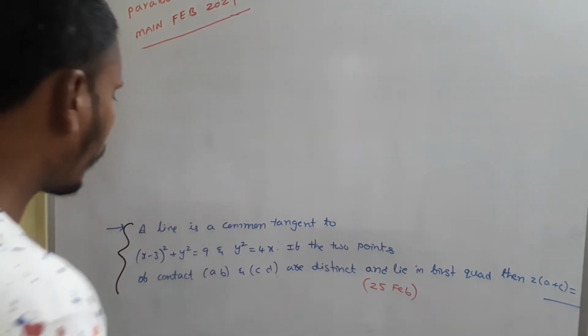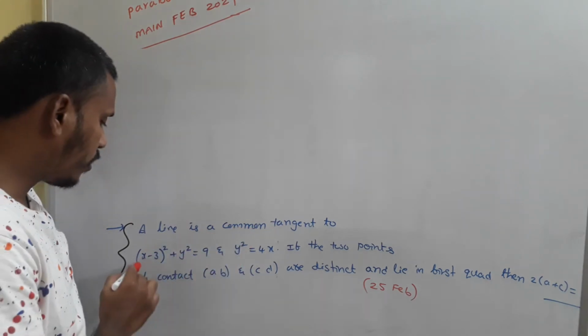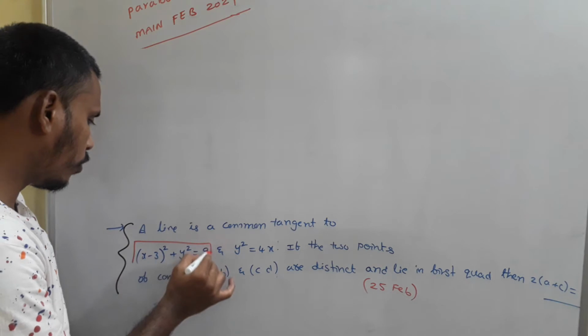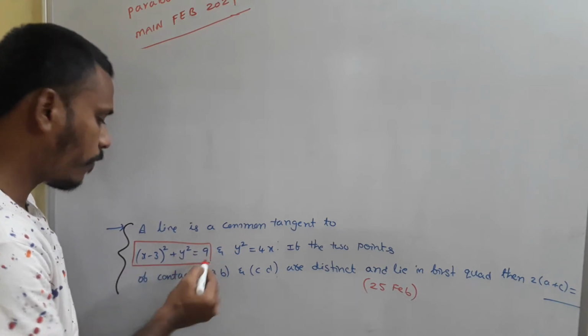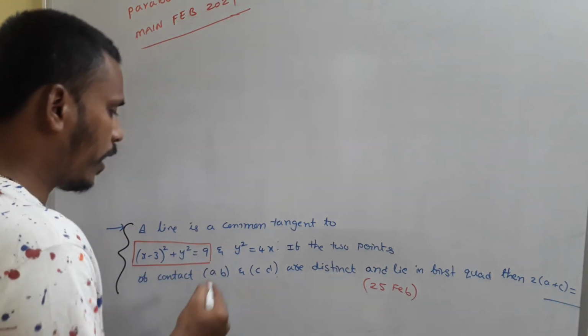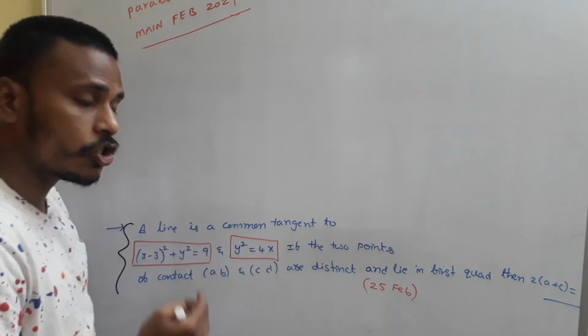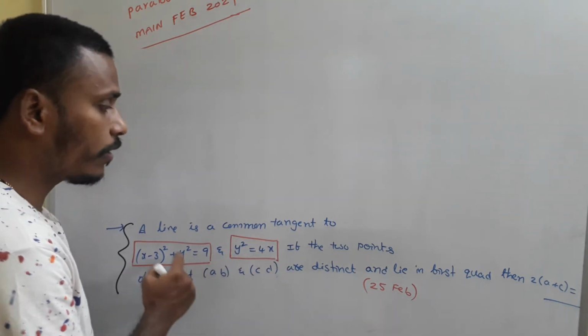Next problem. A line is a common tangent to (x − 3)² + y² = 9, and we know that it is a circle, and to the parabola y² = 4x. There is a line which is a common tangent for this parabola and the circle.